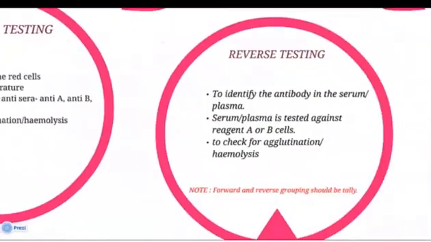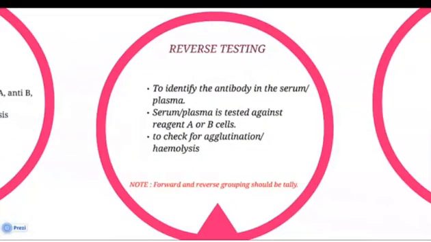For reverse testing, this is to identify the antibody in the serum or plasma. Forward testing is to define the antigen. The reverse testing is to identify the antibody. In reverse testing, we test the serum or plasma against red cells whose blood group we already know, so we call them reagent A or B cells. After that, we check for agglutination or hemolysis. If there is agglutination or hemolysis, it is a positive test.